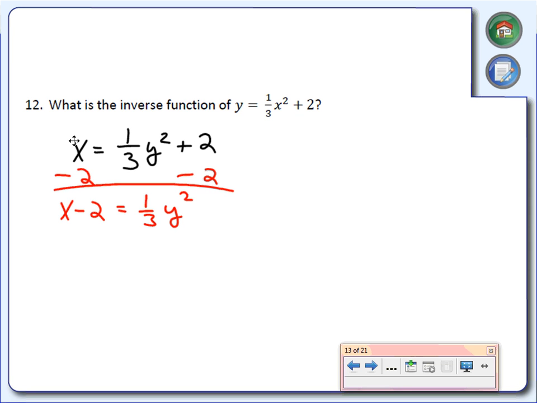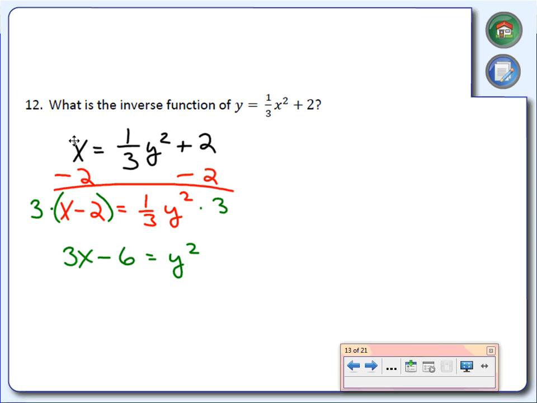Next thing I want to do is get rid of that 1/3. And the way I'm going to do that is by multiplying both sides by a 3. Now here's where I had a lot of people messing this up. I need to multiply the left side by 3, which means I'm multiplying all of this times 3. So I'm going to need to use some distributive property. 3 times x is 3x. 3 times a negative 2 is a negative 6. So now I've got 3x minus 6 is equal to y squared.